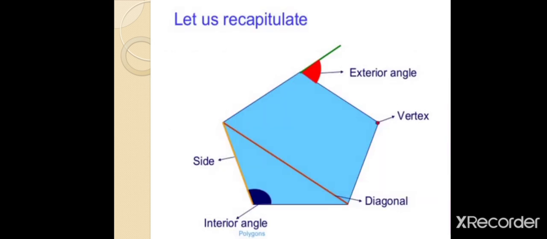Here let us see some of the angles and edges. Let us take this as a polygon. This is called the exterior angle. These are the vertices. For this figure, this is the diagonal. This is the interior angle, and these are the sides of that polygon. This is just for your information.